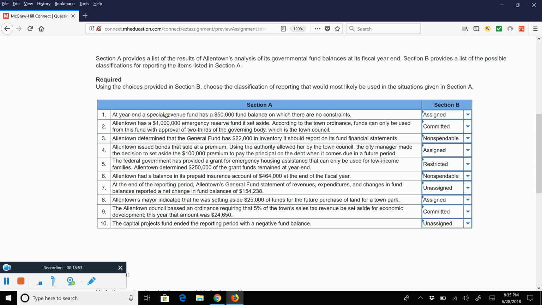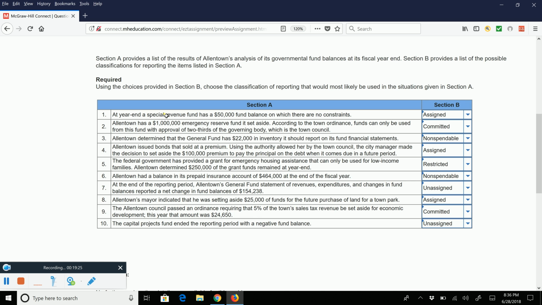Well, the federal government is a third party. We're the city. The federal government is a different entity. That third party is dictating how we can spend this money. That's restricted. Number 6, Allentown had a balance in its prepaid insurance account at the end of the year. This is very similar to number 3 when we had inventory at the end of the year. This is a non-liquid asset at the end of the year. Therefore, we're going to have a corresponding amount in non-spendable fund balance.